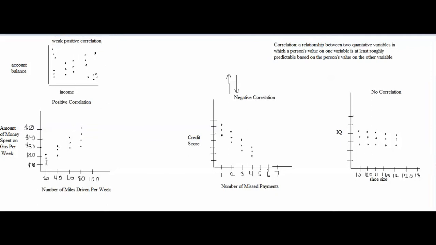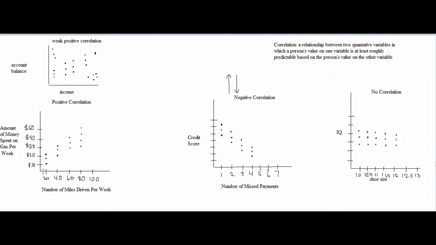And I'm thinking that number of miles driven per week and amount of money spent on gas would be more of a strong correlation, meaning it would be more consistent, because if you drive more miles per week, you always spend more money on gas. So there aren't going to be very many people up here who don't do very much driving but still spend a lot of money on gas.